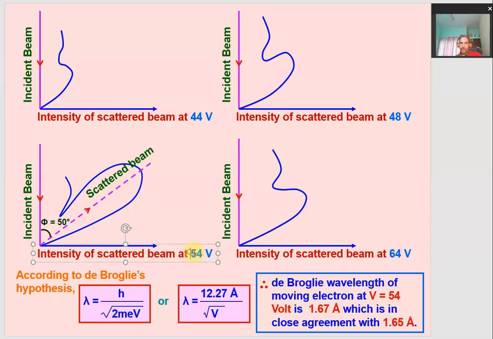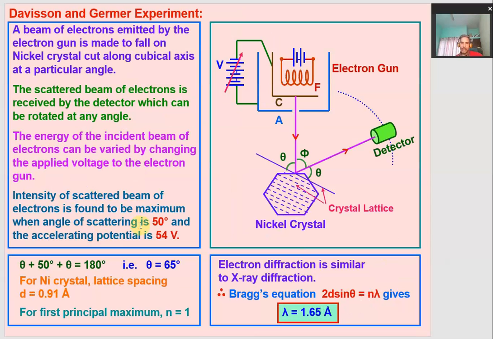For all other accelerating potentials, the intensity of the scattered electron beam is comparatively less. So two important facts have been observed: the intensity of the scattered beam of electrons is found to be highest when the angle of scattering is 50 degrees, and the accelerating potential is 54 volts.